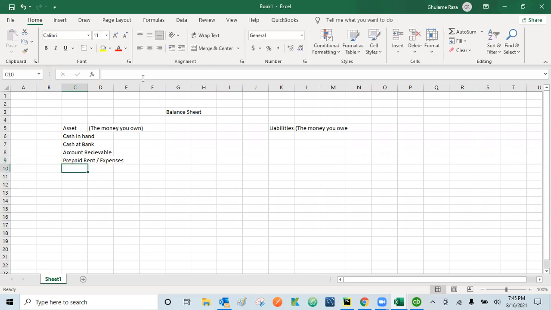So these are my assets. Let's say I use their services for 6 months and I want to finish my contract. What will happen? I'll get the money of 6 months back. That's why the money that you have paid in advance is your asset, because the money is not gone yet. You have not used that money yet.